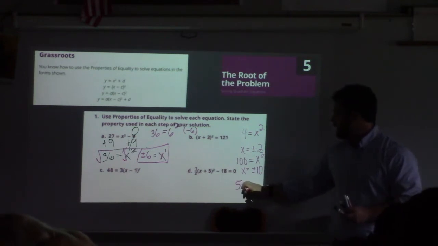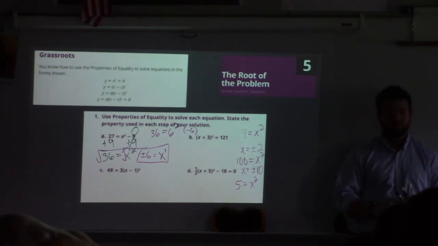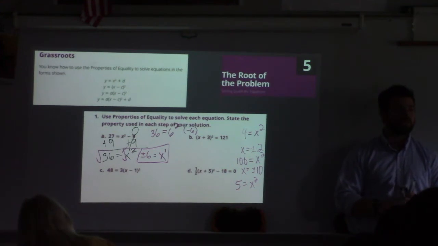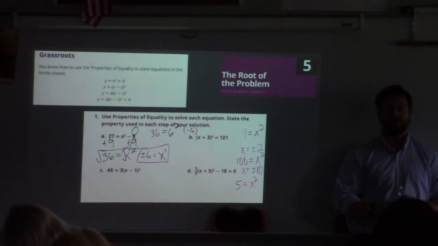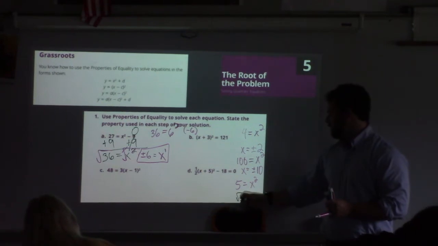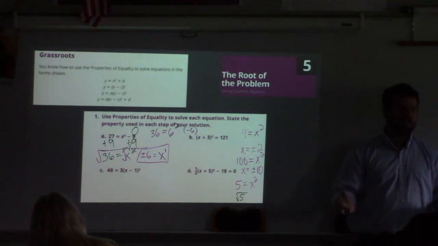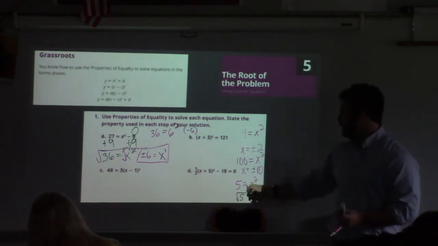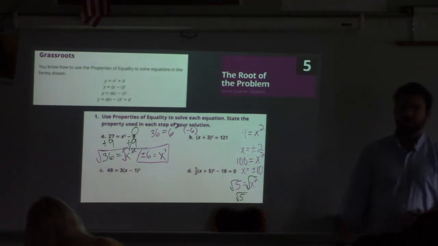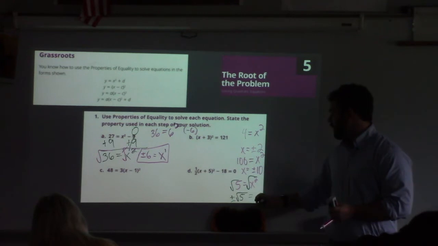If I have 5 is equal to x squared. Did you just put square root of 5 in the calculator? I'll let you in on a quick little secret. I don't care about the decimal. So it'd be the square root of 5. You can't just drop off the decimal, but can you leave it as the square root of 5? Yes. Do we still need the plus or minus? Yes. You still need the plus or minus.